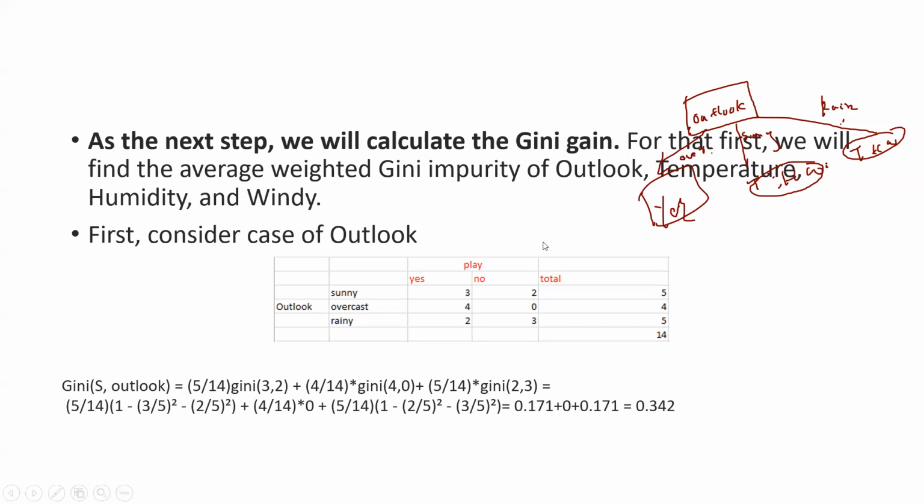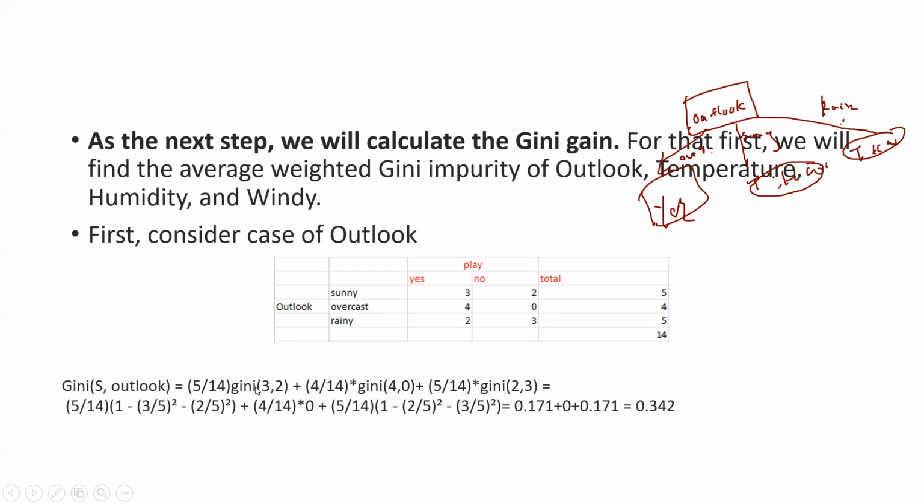Now what we do is the same thing. 5 by 14 Gini of 3 by 2, 4 by 14 Gini of 4 by the same thing. There is no change here also. The only change is that there we were using entropy of 3 comma 2, and here we're using Gini of 3 comma 2. This is the only difference. Nothing else.